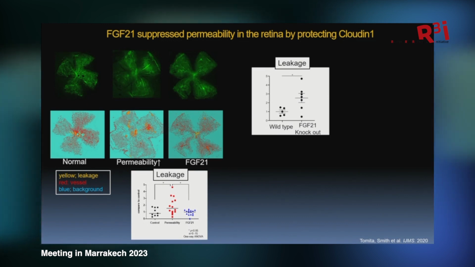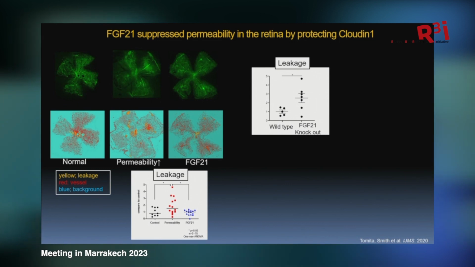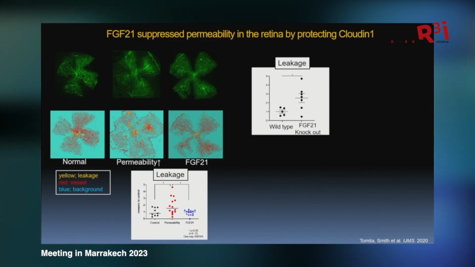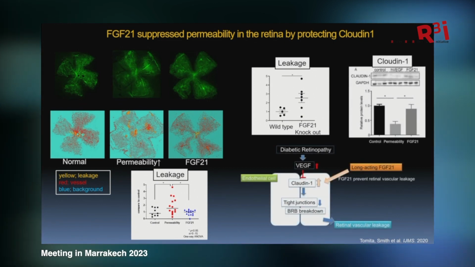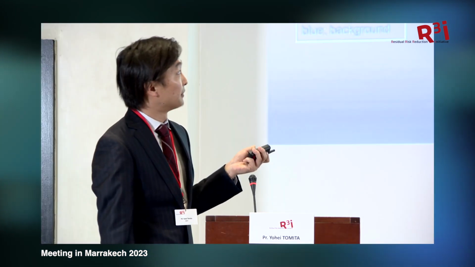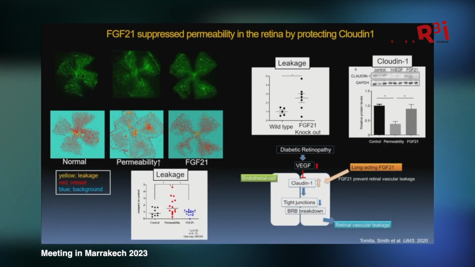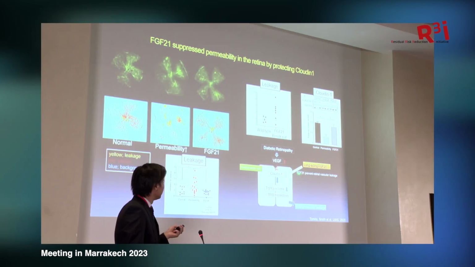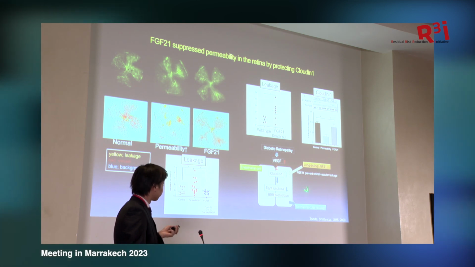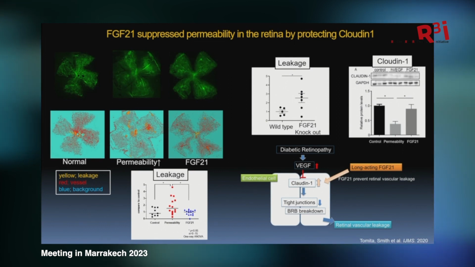Furthermore, we checked FGF21 knockout mice, and they show higher leakage than wild type. So it means FGF21 is involved in the leakage. In addition, we found that Claudin-1 is increased by FGF21 administration. Claudin-1 is a component of the tight junctions among endothelial cells. It's an important protein to keep the vascular permeability. So we concluded that FGF21 reduces the vascular leakage by keeping Claudin-1.